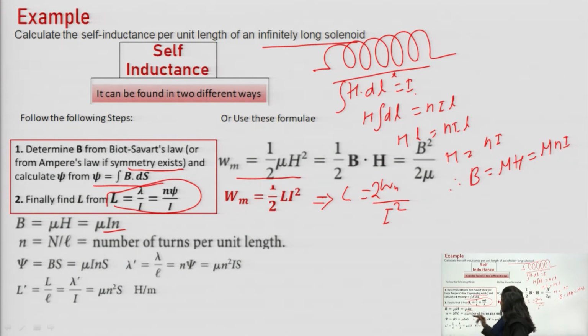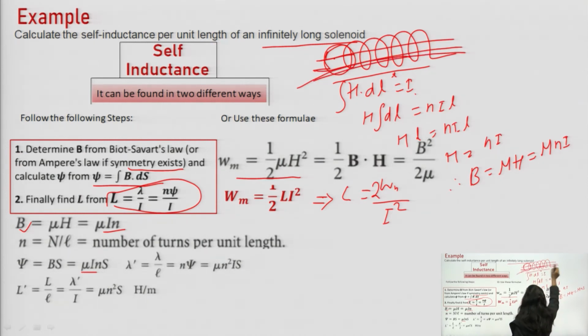Now N is the number of turns per unit length. Once we have the value of flux density, with the help of this formula we can find the value of flux also. So flux is finally mu N I times S. This is the value of B which we have determined with the help of Ampere's law right now. S is the area of the solenoid, the area through which the magnetic field lines are passing.